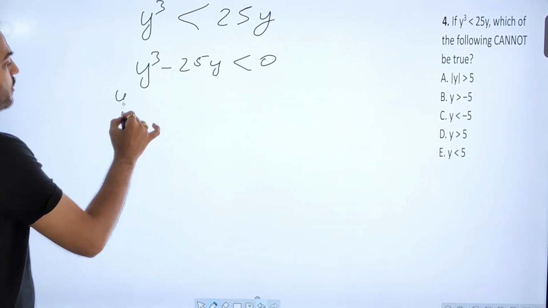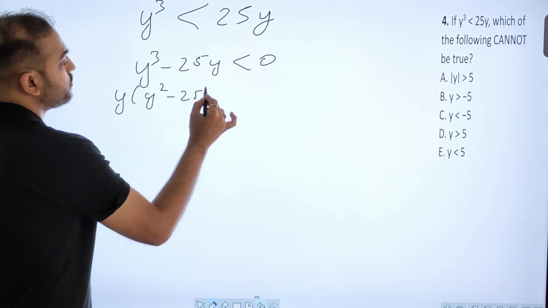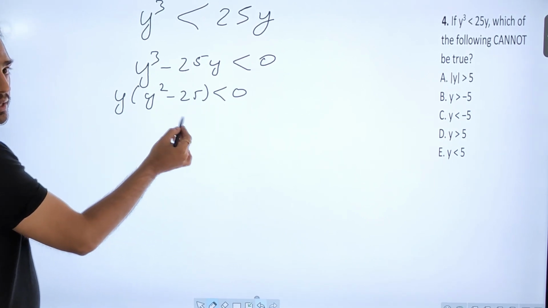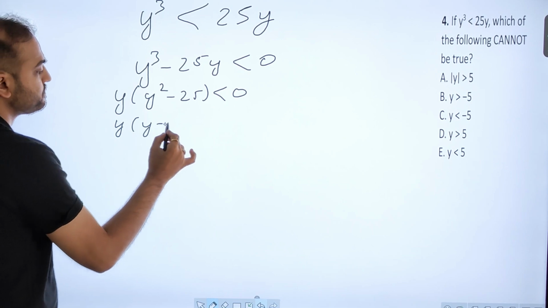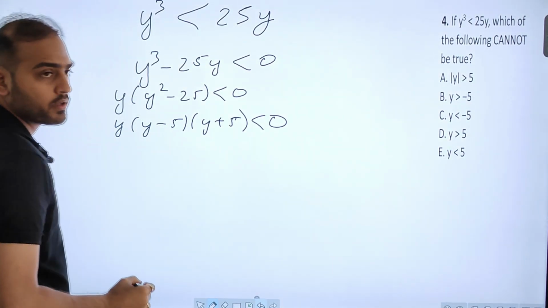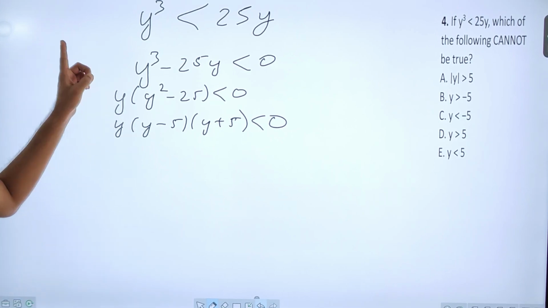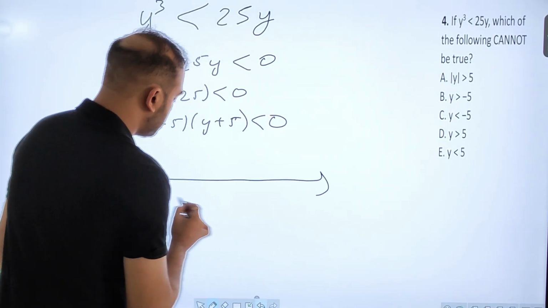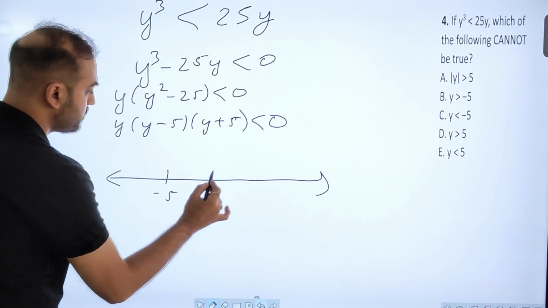We can take y common, y square minus 25. We can apply a square minus b square. We'll solve it using higher order inequalities. These are my 3 roots.